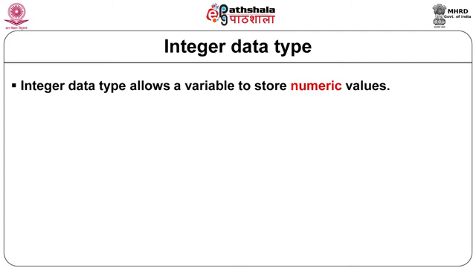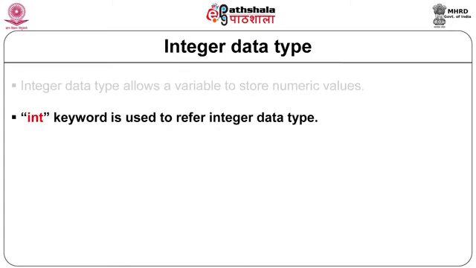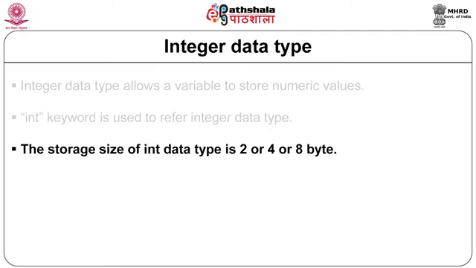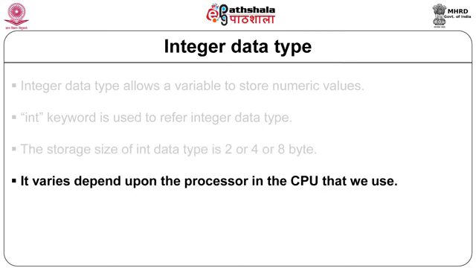The integer data type allows a variable to store numeric values. For integer data type, the int keyword is used. The storage size of integer data type is 2 or 4 or 8 byte. This storage size depends upon the type of processor. For a 16-bit processor, 2 byte memory size is used for integer data. Integer data type variation depends upon the processor in the CPU.